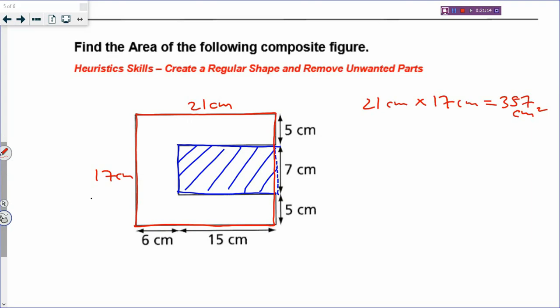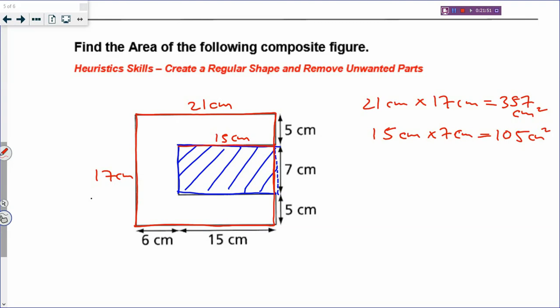Okay, then I want to find this unwanted area. So how much is this unwanted area? If you look carefully, you take 21 and you minus 6 and you get 15. Yeah, 15 cm, which is the length of the blue color rectangle. And of course, the breadth is 7, right? So the area of this unwanted part is 15 times 7. Area means you have to multiply length times breadth. So always remember, to find area, you always have to multiply. And when you multiply, you will get 105 cm square.